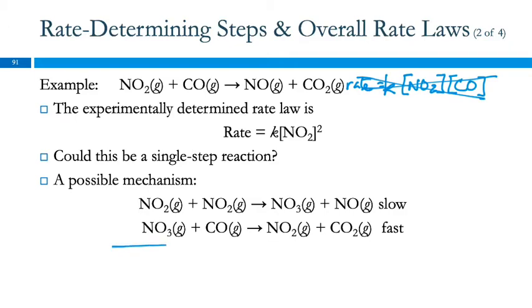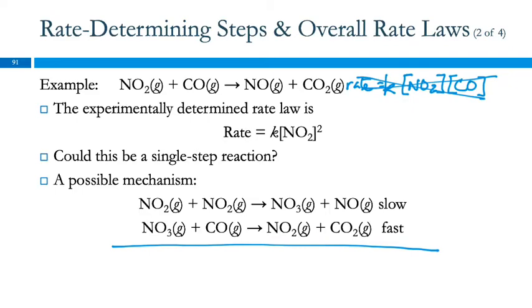How can we determine which one is slow and which one is fast? That's a good question. How would we determine? If we were given these two steps and told that is the mechanism, we could choose this one as the slow step because that matches with the experimentally determined rate law. The rate law for the overall reaction will correspond to the rate law for the slowest step.